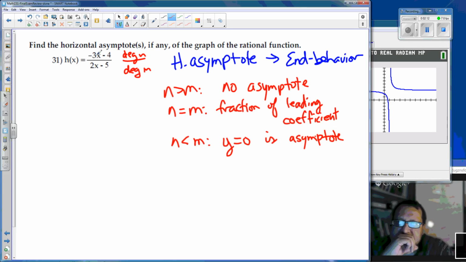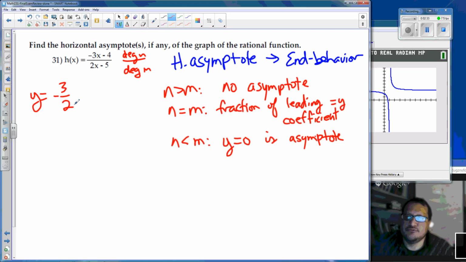So what's the case here? The case here is that the degrees are equal. This is the first degree, this is the first degree, so therefore y equals the ratio of the leading coefficients, -3/2, and that would be it.